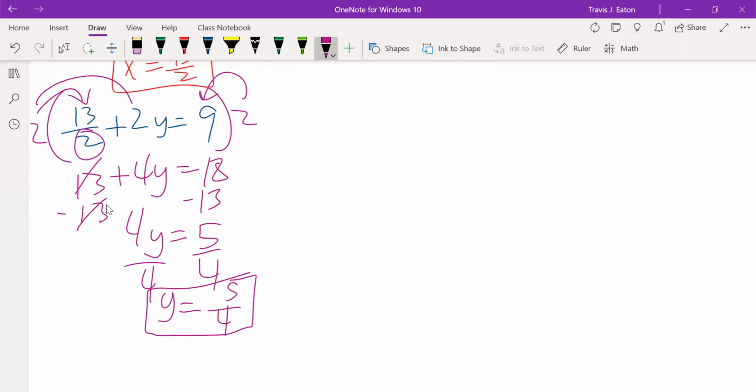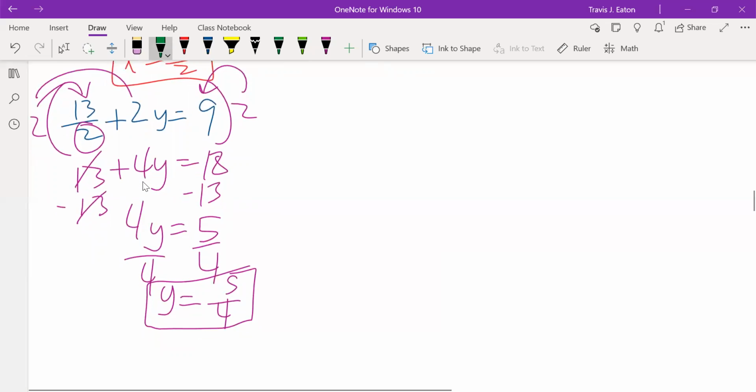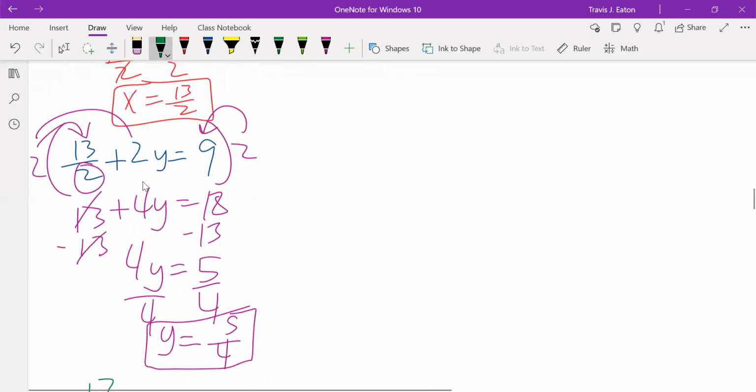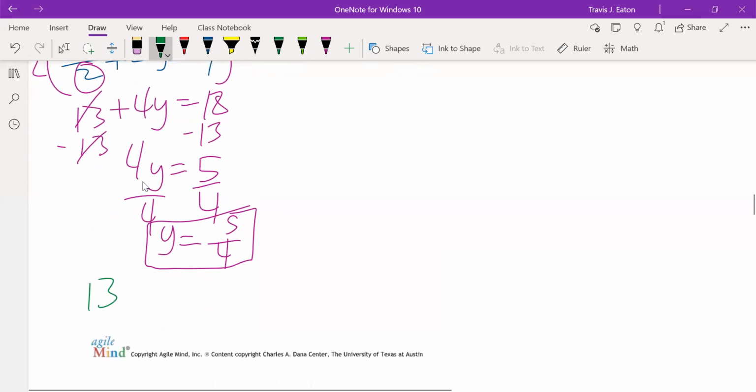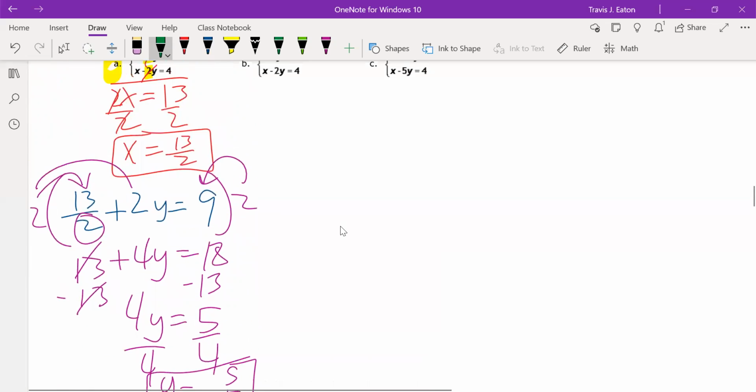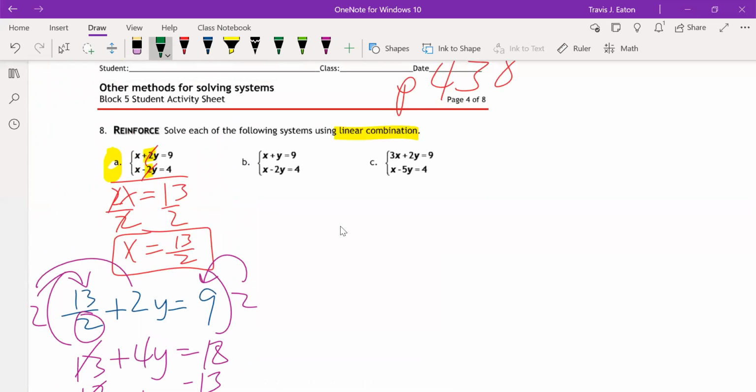So when we're all said and done, our solution, and you can always go back and check to make sure that that's correct by substituting, is 13 over 2 and 5 over 4 in an ordered pair, surrounded by parentheses. Remember, when you enter your answers into the forms documents, always put the parentheses and write it as an ordered pair in alphabetical order. All right, well, let's take a look at the next one.